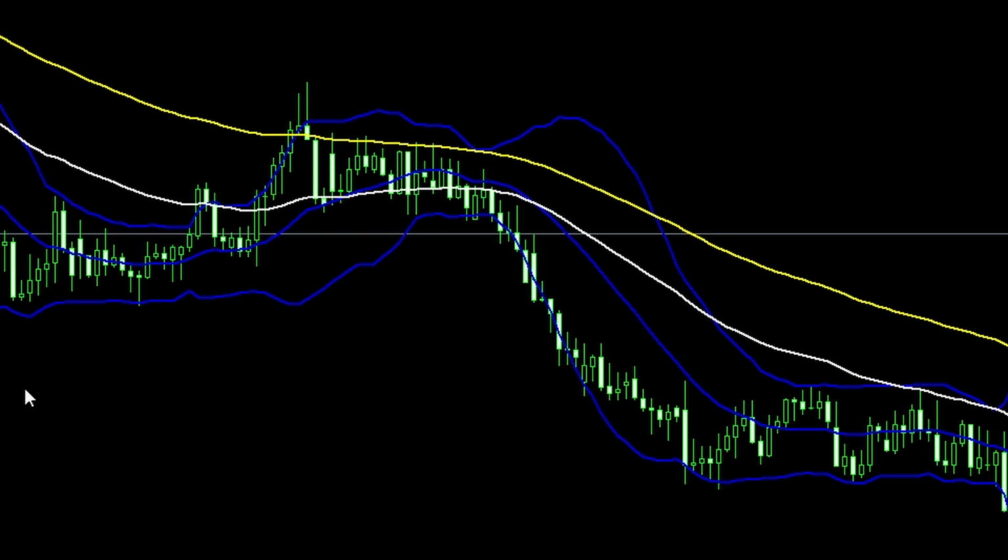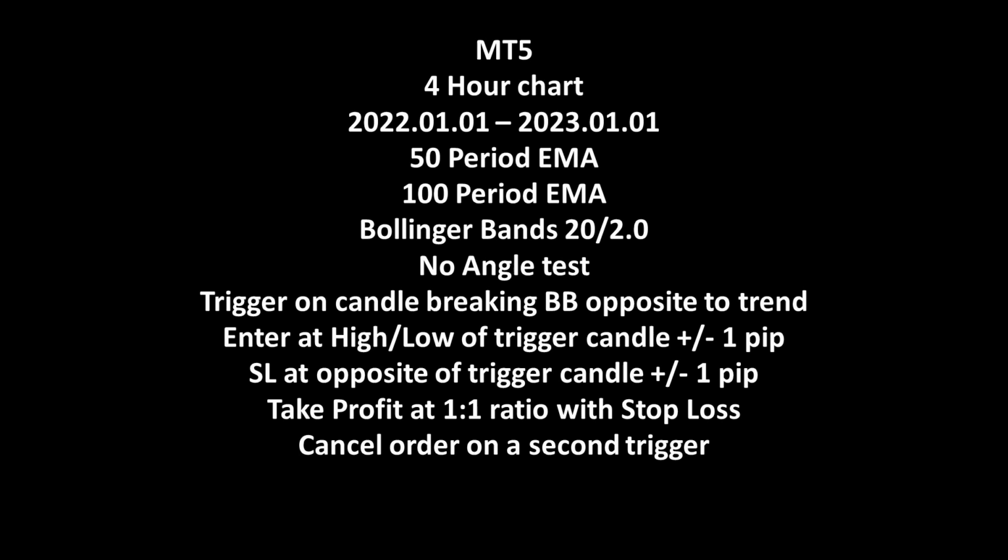So now let's get straight in and run some tests. So to run this test, I'll be using MetaTrader 5. I'm using a 4-hour chart, mainly because that was the time frame used in the original example. I'm running this on a 12-month period from 1st of January 22 to the 1st of January 23. The indicators are a 50 period EMA and a 100 period EMA used to set the trend direction. So the fast moving average, the 50 period, is above the 100 for an upward trend or below the 100 for a downward trend. The Bollinger Bands, I'm using the default settings, 20 periods and 2 deviations, and I'm not using the angle test on the 50 and 100 period EMA.